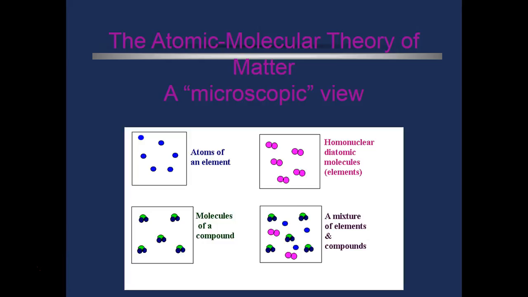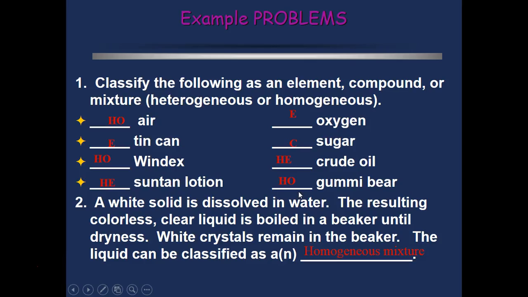Take a look at our diagrams here just as one more chance to practice. This is a microscopic view, so if we could actually look at atoms, an element would all look the same, but they would be separate from each other. A diatomic molecule would all look the same, but there would be pairs. A molecule of a compound, everything in the box would look the same, but it would have two different types of atoms joined together. And a mixture of elements and compounds would have everything in the same box.